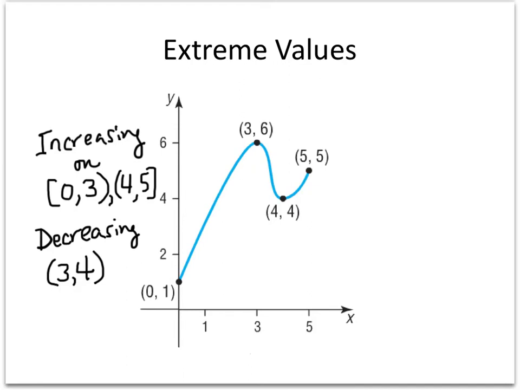Alright, so we've covered all of the numbers between x equals 0 and x equals 5. That's the domain of our function that we've seen here. But what about those numbers 3 and 4? My function isn't increasing at 3, it's not decreasing at 3. It's not increasing at 4, it's not decreasing at 4. And those numbers where it has stopped doing one thing and started doing the other thing, that's what we call an extreme value. So at x equals 3, we have what we call a local maximum.